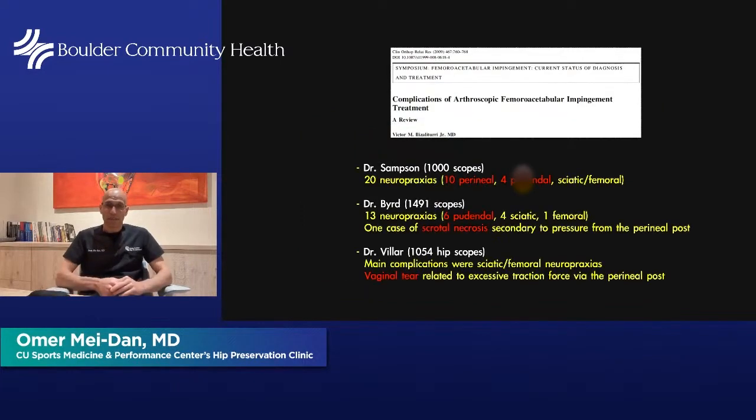But quite fast, and we're talking about a couple of decades back, as this surgery became more and more popular and more surgeons were doing it around the world, there were a lot of complications associated with that technique, because as we pull against the groin with a significant amount of force, we start seeing significant amounts of neuropraxias. A lot of patients suffered from numbness and inability to sustain erection or orgasm, and they had scrotal necrosis or vaginal tears because of that perineal post force against them.